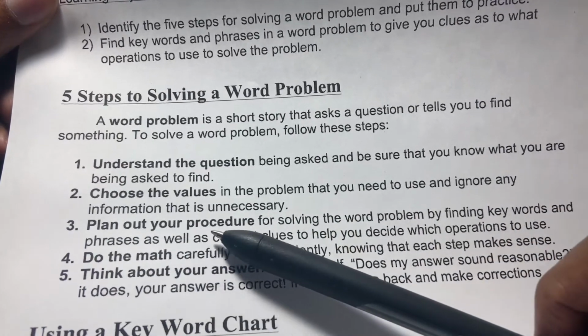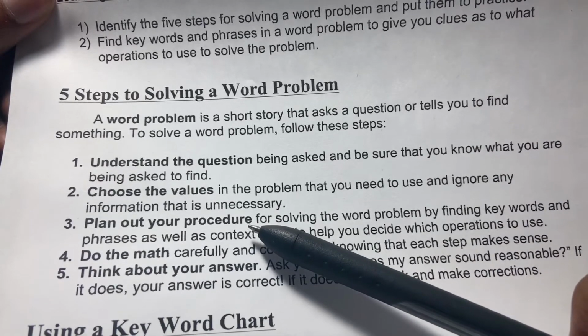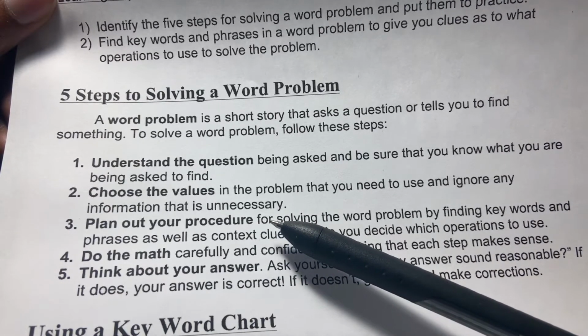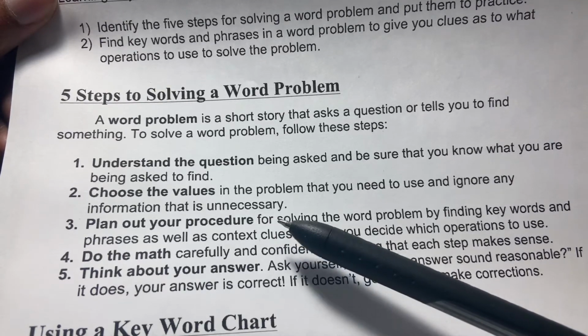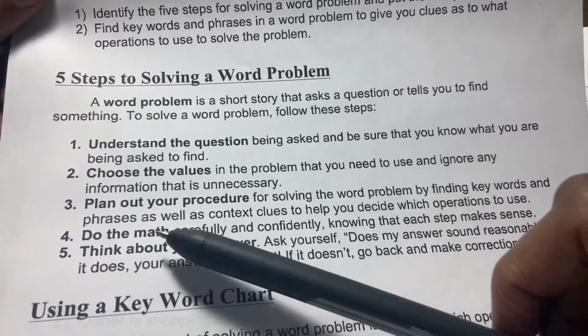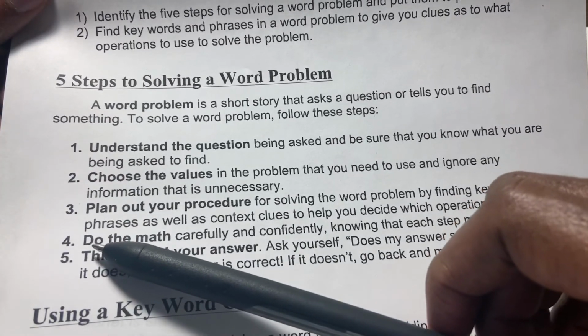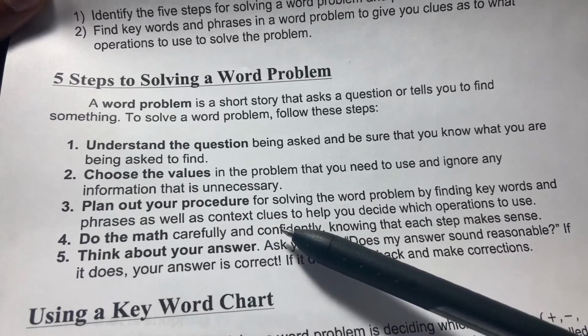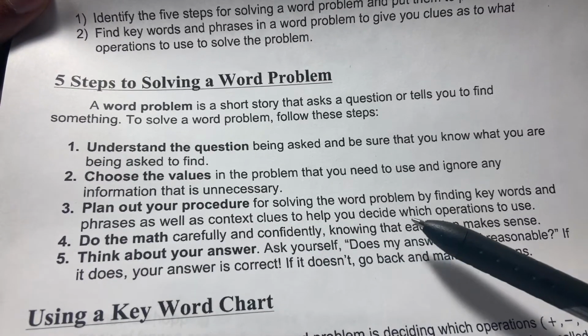Did we plan out our procedure? Yes, we did, right? We know we're going to add first the amount of cards that he received, and then we're going to subtract the amount that he lost in the fire, right? Now we're going to, what? Step 4, do the math carefully and confidently, knowing that each step makes sense.